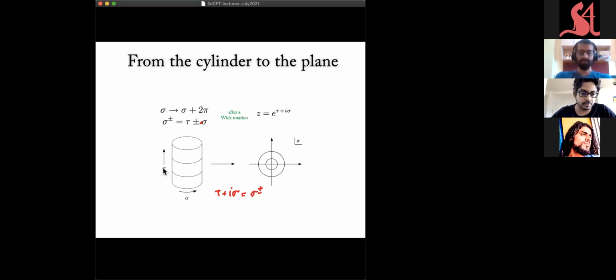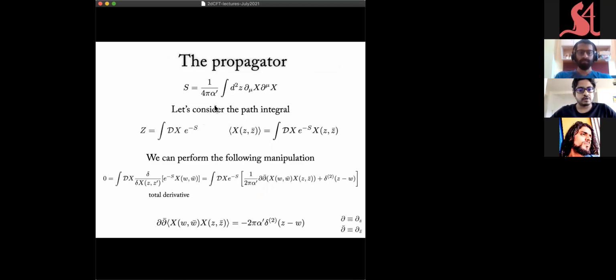So tau going to minus infinity gets mapped to the origin of this plane, and tau going to infinity gets mapped to infinity. Okay, so this is a complex plane plus infinity. Now let's look at the propagator. So this is the action, but now we are on the z plane. Let's consider the path integral, which is given by this, and the 1-point function of the scalar field is simply given by this. Okay, so now we can perform the following manipulation.